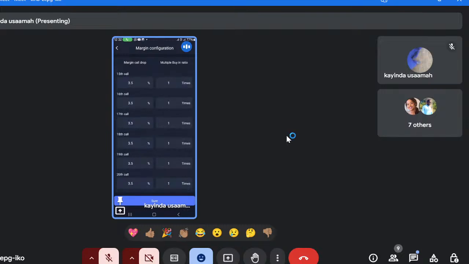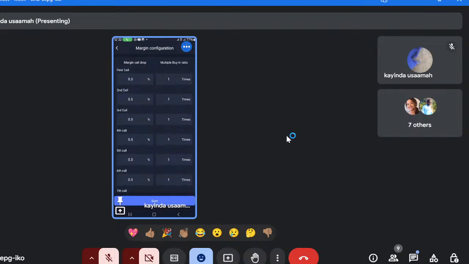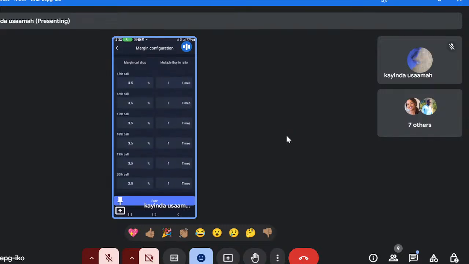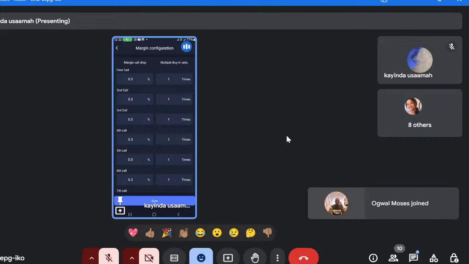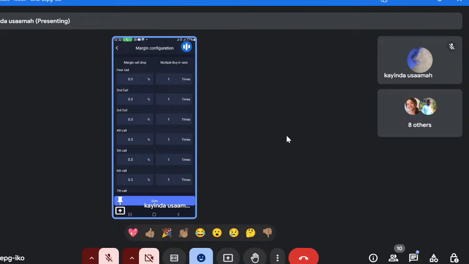For example, my trade has 20 margin calls. If you make a mistake in these orders, any mistake you make here will affect your trades, of course. But by the way, in case my screen goes off or my audio is not audible, someone unmute yourself and tell me. Don't keep quiet, please. So today, let us learn about margin calls.